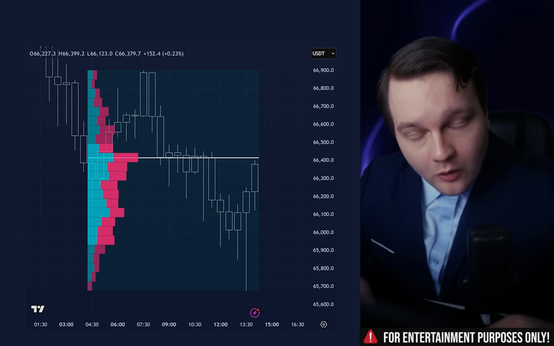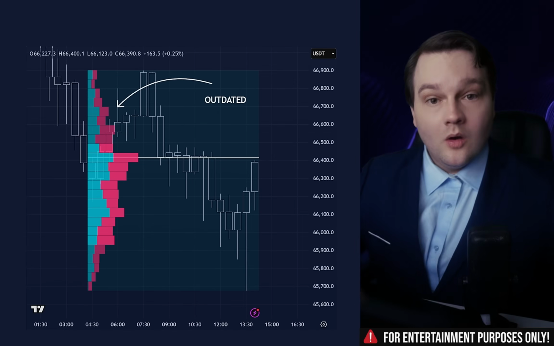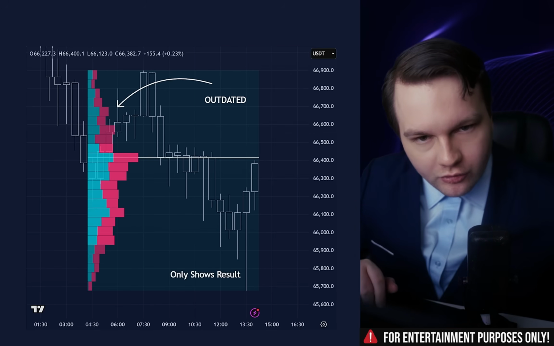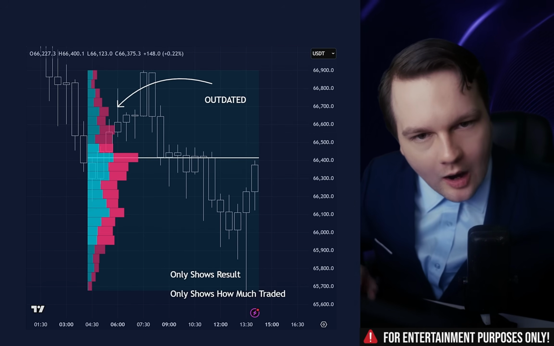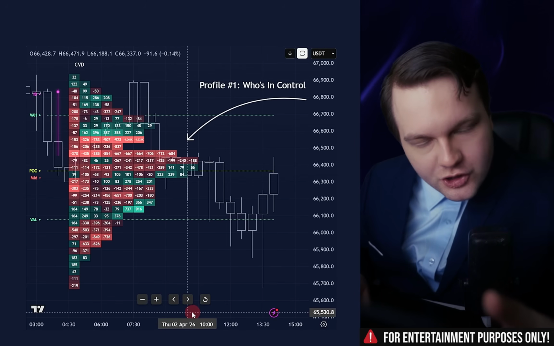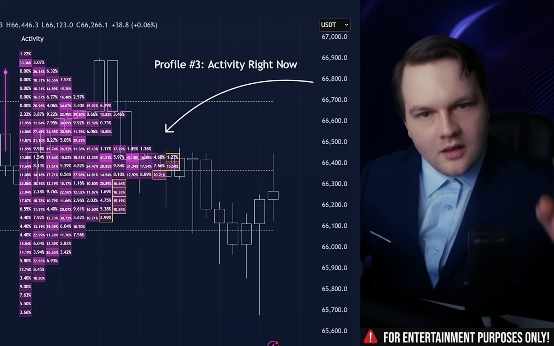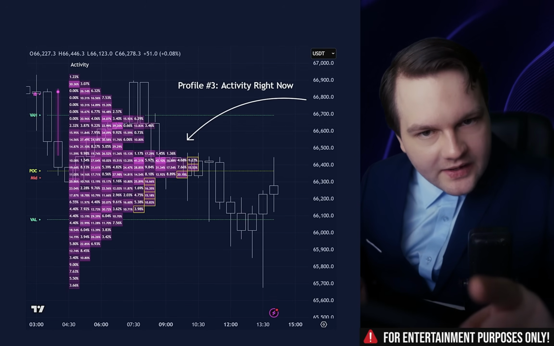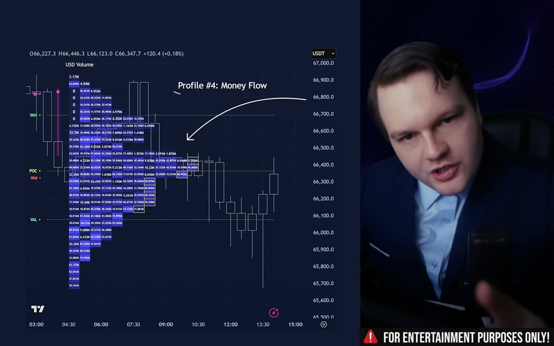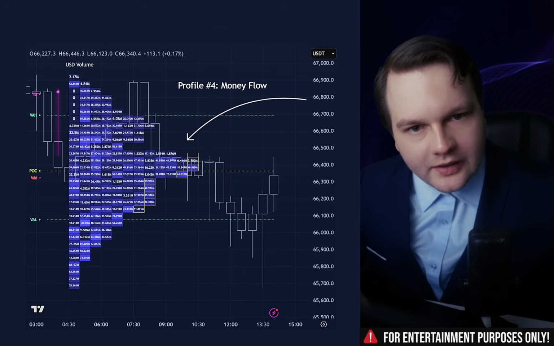This volume profile is outdated. Why? Because it only shows you the result and only shows how much traded. This profile shows me who's in control. This one shows me imbalances over time. This one shows me where the most activity is right now. And this one shows me where all the money is currently flowing.